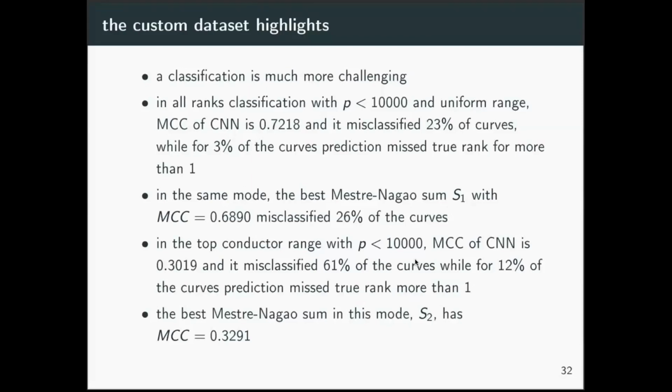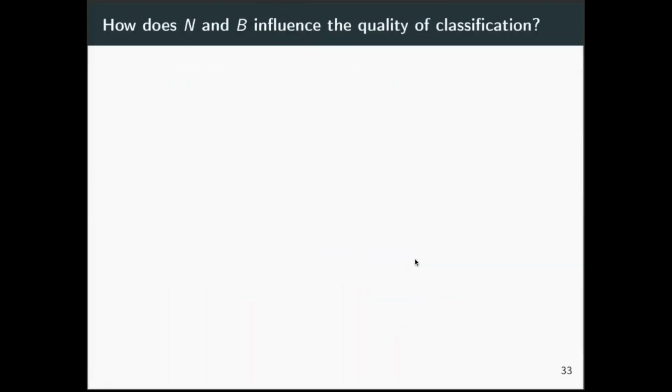So these are some basic conclusions about the custom data set. Now I'll talk a little bit about the quality of the classification and the relationship between conductor and bound B. How much time do I have now?